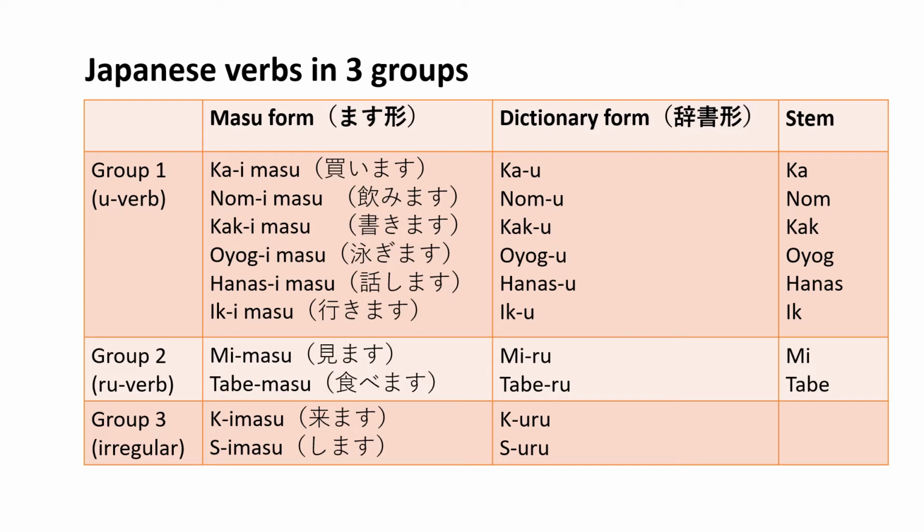The final group is called group 3 and they are very irregular. There are only 2 verbs in group 3, so you just memorize them. They are 来ます, dictionary form is 来る, and the last verb is します, dictionary form is する.